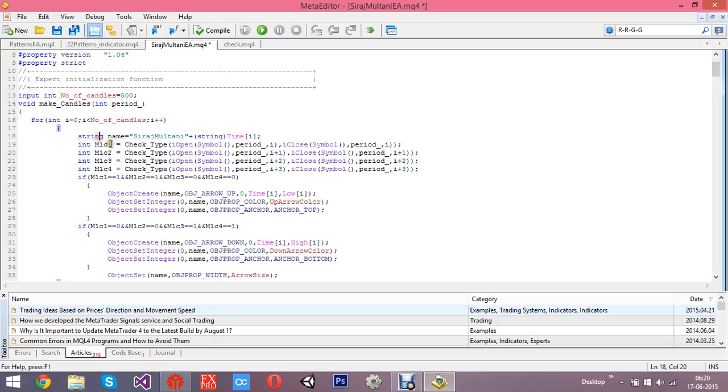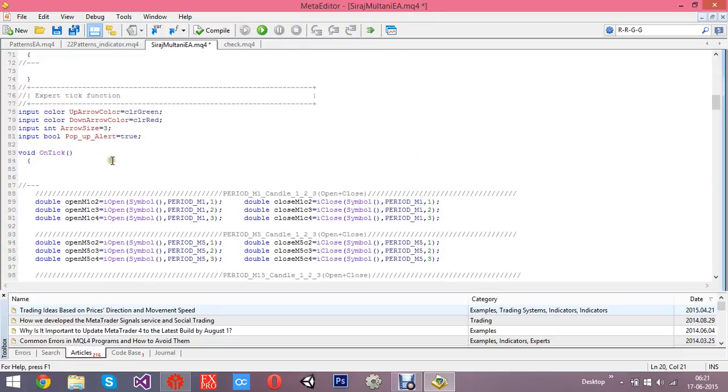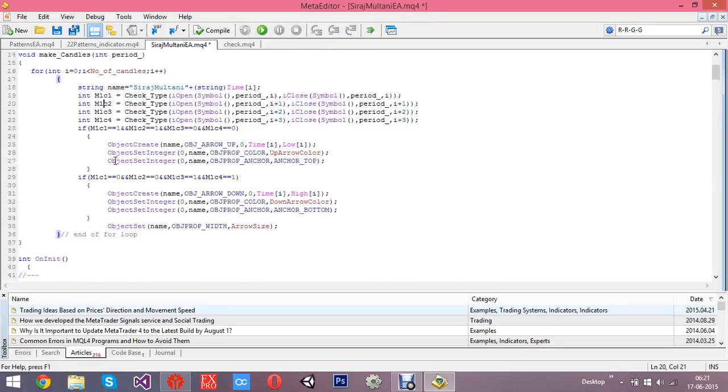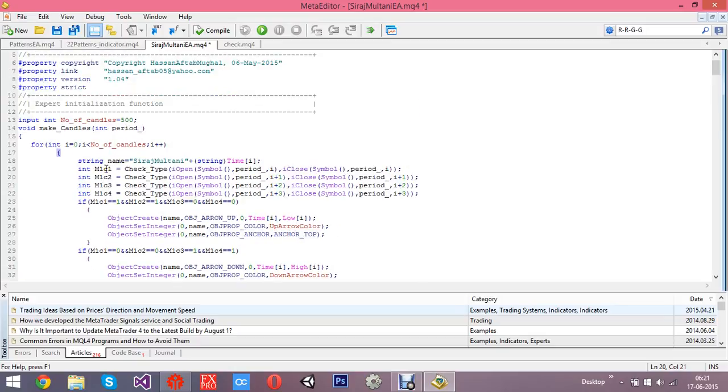What I have over here is an integer variable called M1 C1. M1 is the time frame, and C1 is the candle number. I used M1 as I was using it later in the text function, so I just copied and pasted this naming convention over here. It doesn't matter, you can use M30, you can use M15, whatever you want.